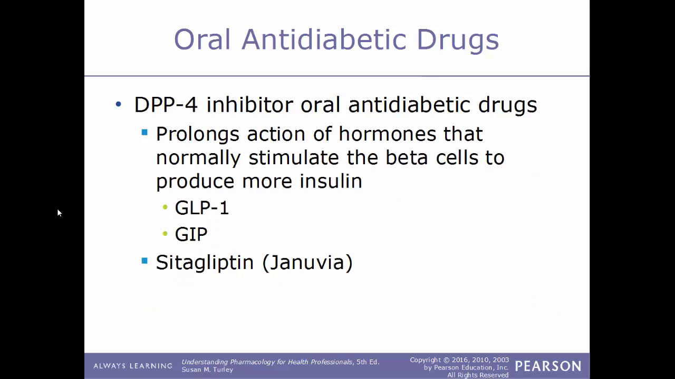See, another class of antidiabetic drugs are the DPP-4 inhibitor drugs. And these act because they will prolong the action of hormones that normally stimulate the beta cells to produce more insulin, such as GLP-1 and GIP. And those stand for glucagon-like peptide 1 and gastric inhibitory polypeptide. An example of this kind of drug would be sitagliptin, which is sold under the trade name Januvia.